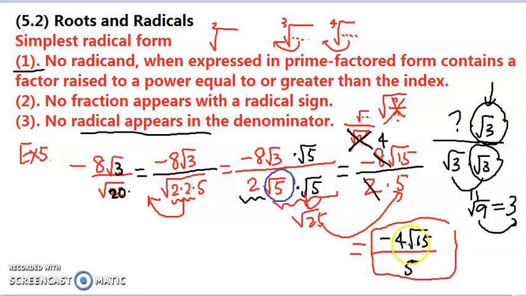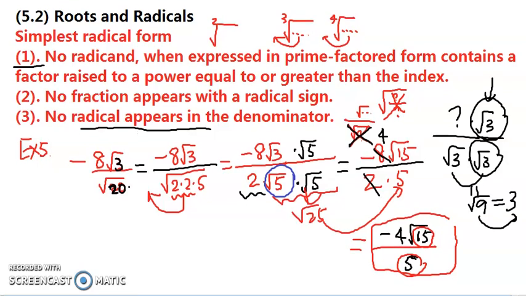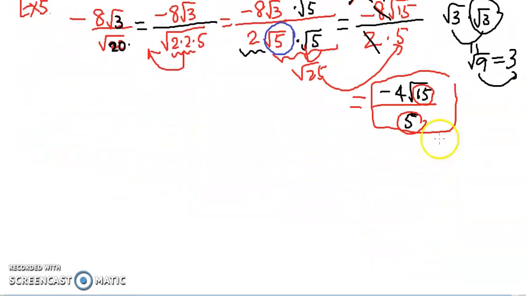And we check one more time that this satisfies all 3 rules. First, under the radical sign, 15 is 3 times 5. No 2 copies of any number. Secondly, under the radical sign, no fraction. It's 15, and 15 is not a fraction. And thirdly, in the denominator, it's a whole number 5. It's not a radical number. So it meets all the 3 rules, and so this is the simplest form.